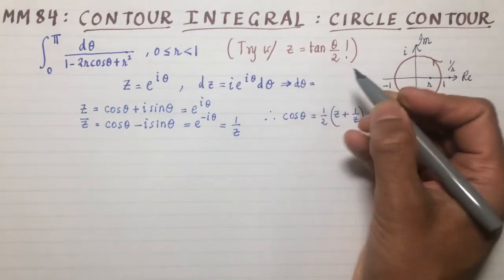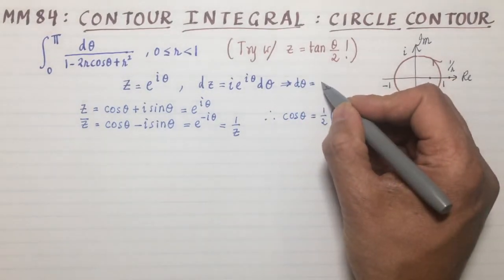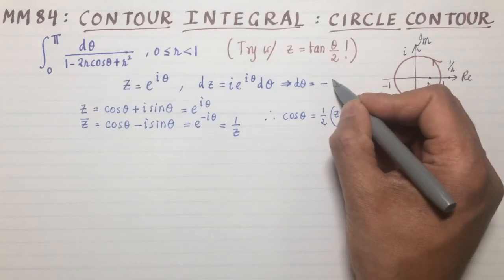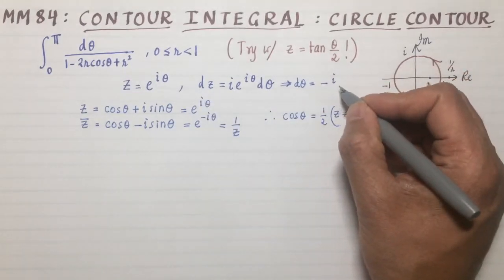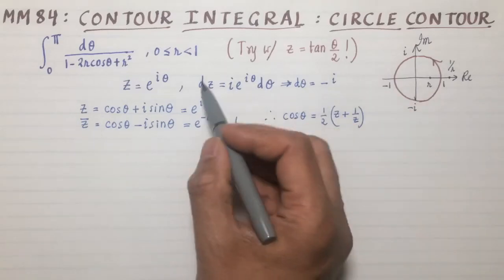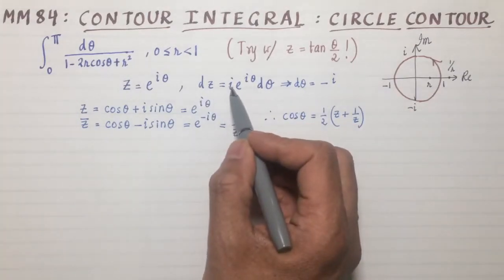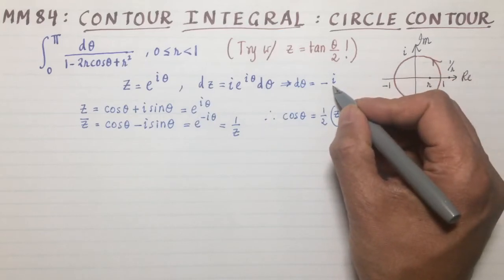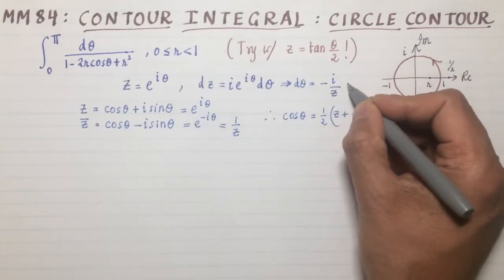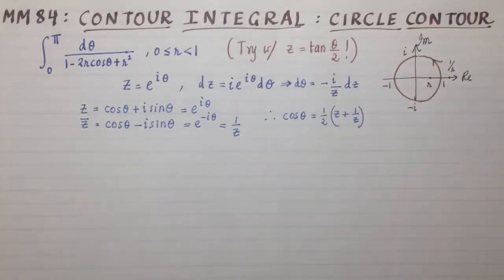d theta is going to be, I can write this as negative i by transferring the i to the other side, because i squared is minus 1. Another way to think about it is I can multiply both sides by i, and that gives me minus 1, which I can transfer to the other side, divided by e to the i theta, which is z, dz. So now I have all the variables written in terms of z, and I have a legitimate contour integral coming up.